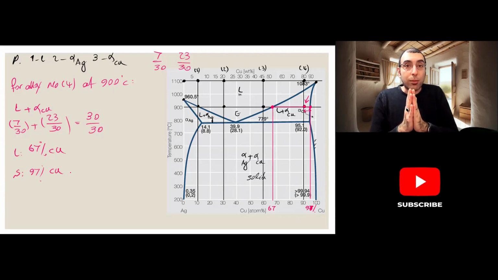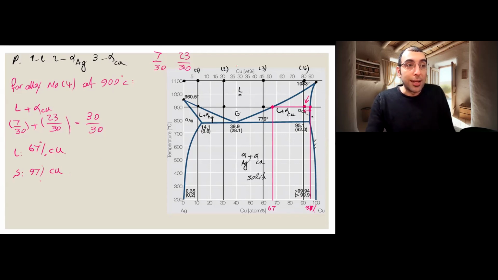For alloy number 4, which has 90% copper in it. Okay, this is alloy number 4, where we started. This alloy number 4 at 1100 degrees was once all liquid. How much copper was in that liquid? 90%, because that was our original alloy. So at 1100 degrees, you had 100% liquid with 90% copper.